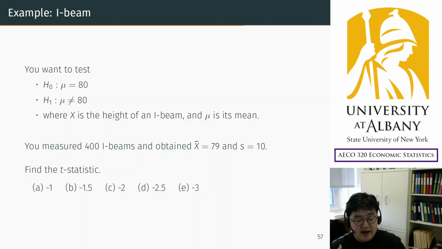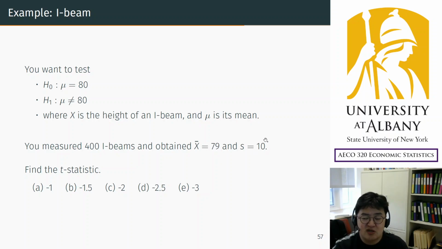I'm the inspector, and without evidence, I cannot punish the manufacturers, right? So I'm looking for evidence to punish the manufacturers who are cheating, who are making wrong-sized I-beams, which can be very dangerous for safety. Okay, as an example, I'm going to consider a sample of 400 I-beams, and I calculated their mean height. I measured their height, and it was 79 millimeters.